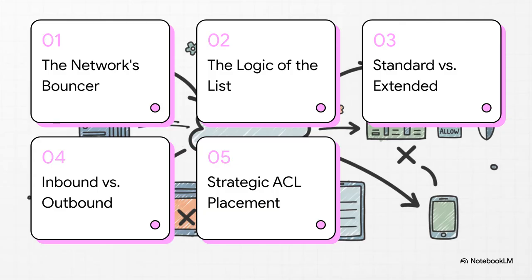Okay, here's our game plan. We'll kick things off with a simple analogy, the network's bouncer. Then we'll get into the real nitty-gritty, the logic of the list. After that, we'll compare the two main types, standard versus extended. We'll also cover traffic flow, inbound versus outbound. And finally, we'll put it all together to talk about strategic placement.